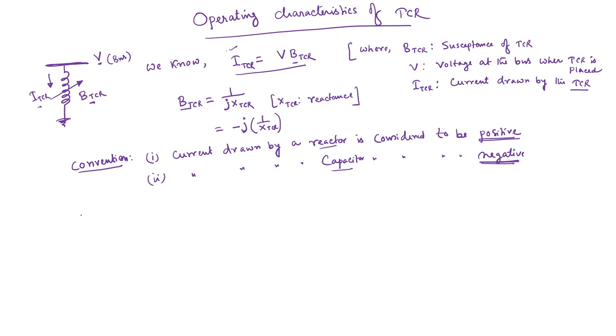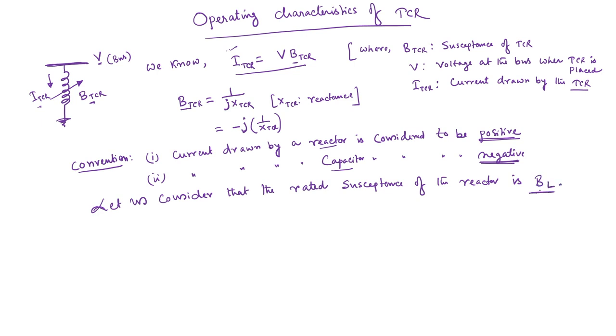Now, another thing that you should know: let us consider that the rated susceptance of the reactor is BL. So, BL is the rated susceptance of the reactor, and BTCR is the susceptance of the reactor which is variable due to the variation of the firing angle of the thyristor switches. So, there should be a relationship between BTCR and BL.